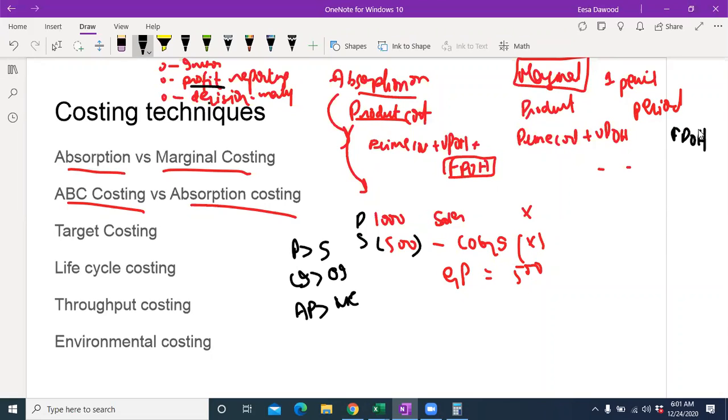But in marginal costing, since fixed overhead cost is a period cost, the school of thought says that when you make an extra unit, only the variable cost is going to increase, so consider that as the product cost only. And fixed cost is not going to increase, so treat it as a period cost.